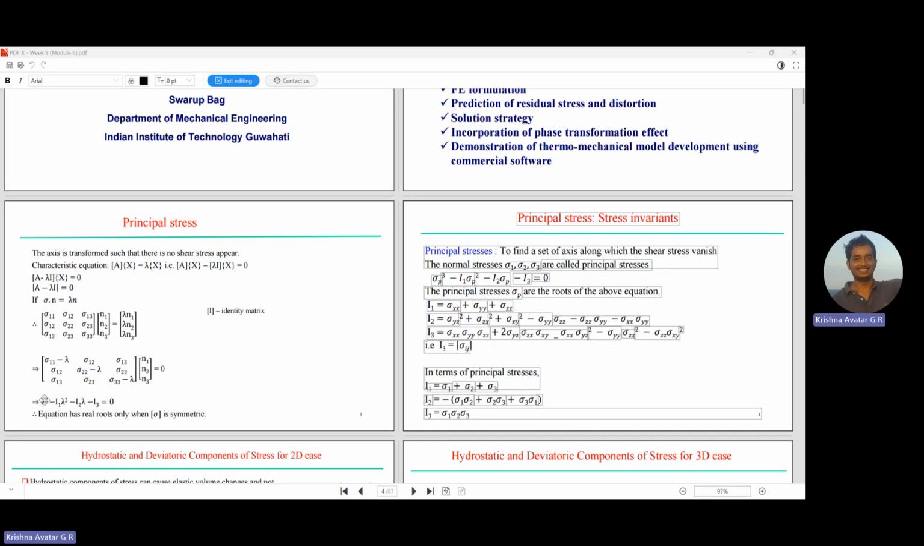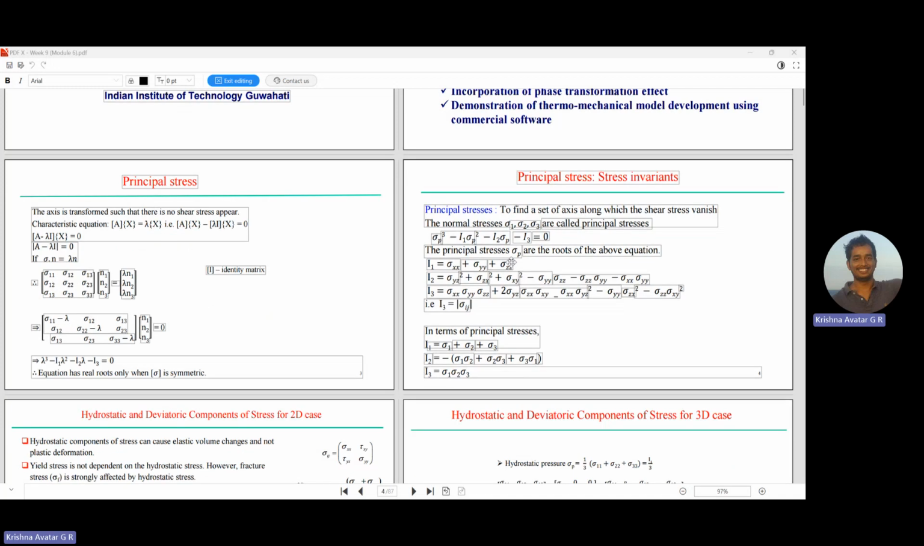And this characteristic polynomial is λ³ − I1 λ² − I2 λ − I3 = 0, right? So this means that this equation has real roots only when σ is symmetric. Now these I1, I2, I3 are what we call the principal invariants of the matrix σ. So I1 will be given as the sum of the diagonal terms, which is σ1, σ2, and σ3, and I2 will be in a quadratic form.